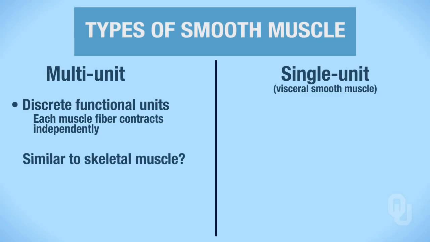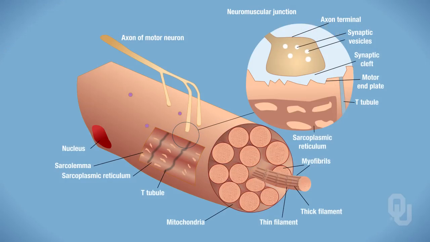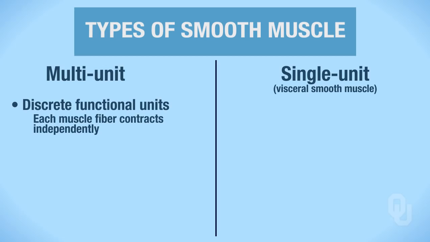Is that similar to skeletal muscle? The answer is yes. Remember, skeletal muscles have motor neurons that tell this fiber over here to contract, and a motor neuron over here telling this muscle fiber to contract. So these muscle fibers are contracting independently of each other. Multi-unit is the same and is therefore neurogenic.